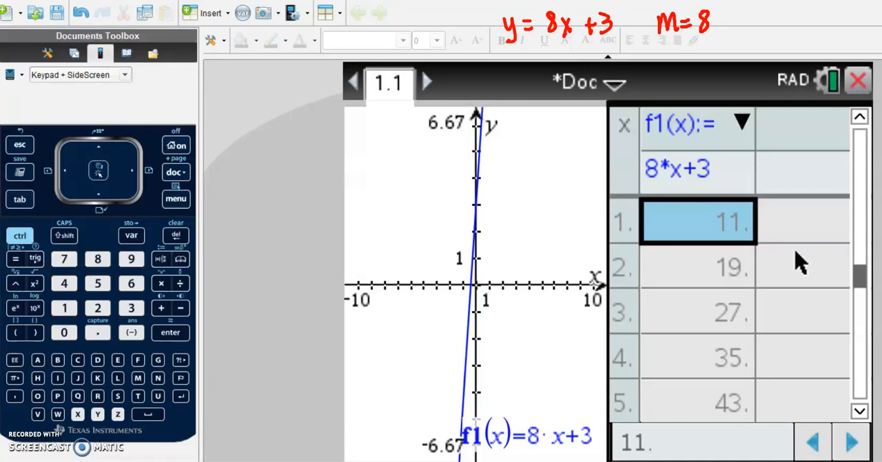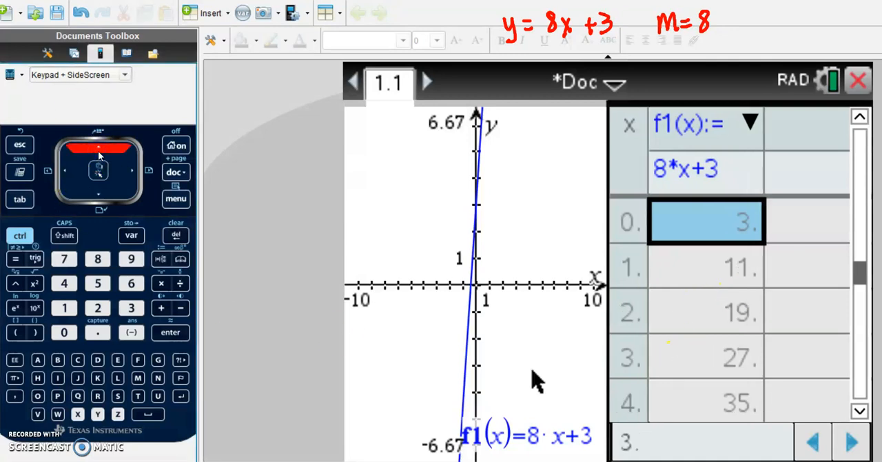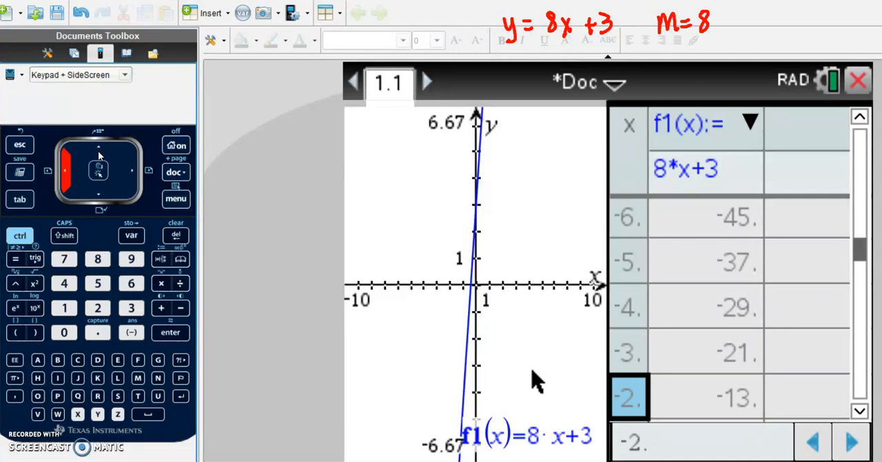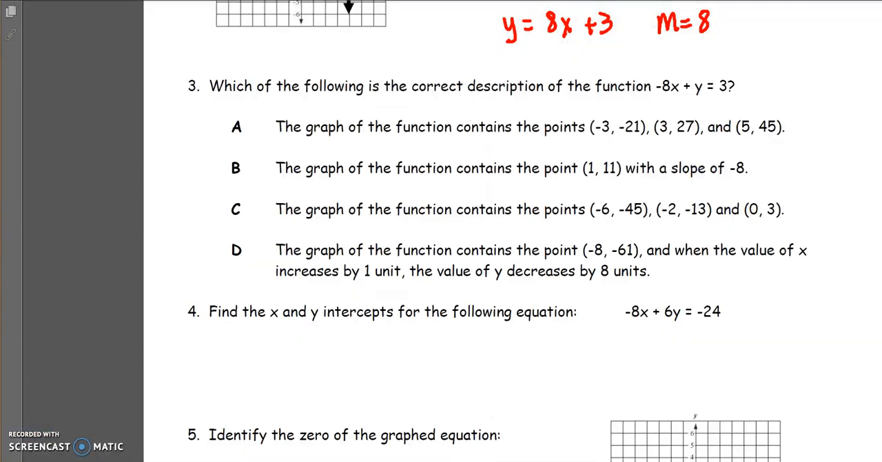So let's keep going. C says the graph of the function contains the points negative 6, negative 45. Let me see. Oh, there we go. Negative 6, negative 45. Okay, we've got that. Negative 2, negative 13. We have that one. And then 0, 3. And we have that one. So it looks like C is going to be the correct answer. So let's get this back up. And C is going to be it.